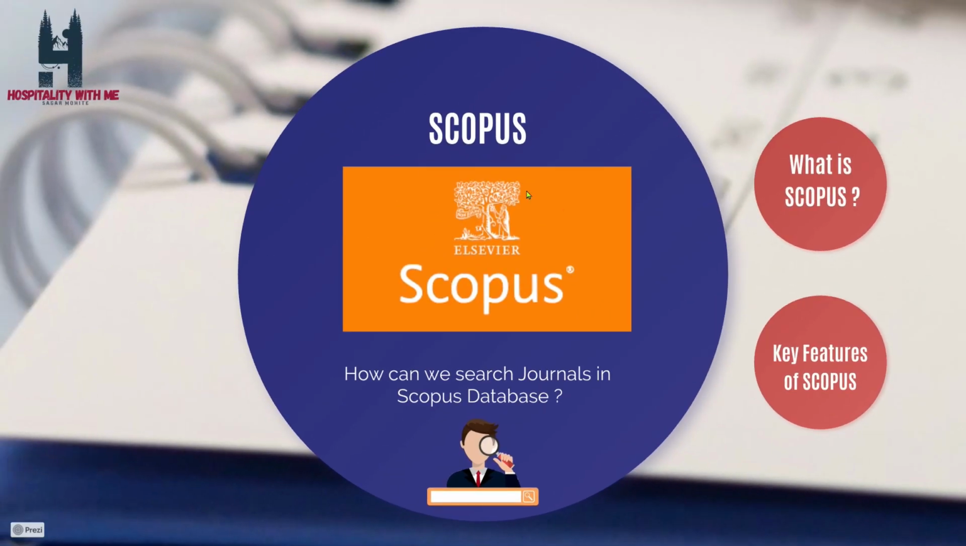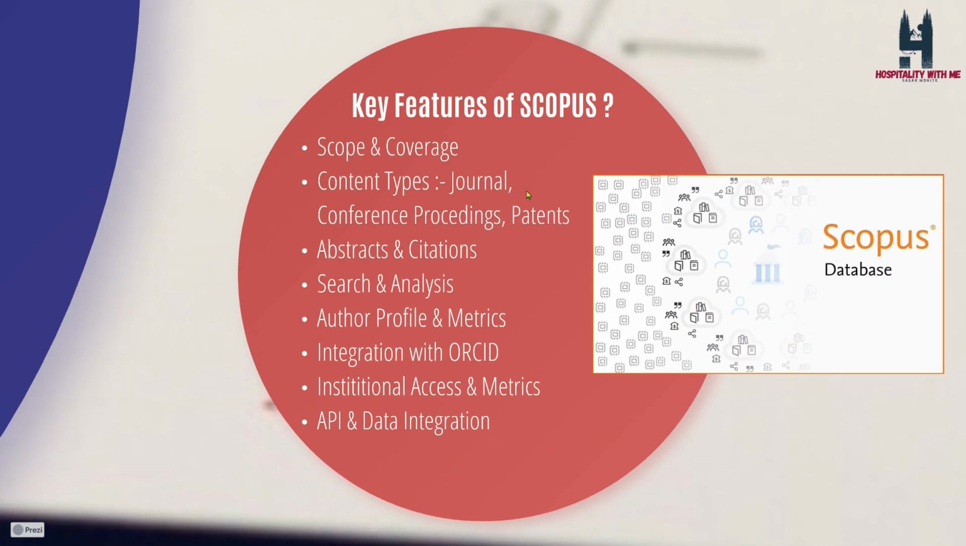So let's understand some of the key features of Scopus. Scope and coverage. Scopus covers a wide range of disciplines including natural sciences, social sciences, health sciences, engineering and humanities. It includes content from 5,000 publishers offering access to millions of scientific papers, abstracts and conference proceedings. Second, content type. Journals. Scopus indexes thousands of peer-reviewed journals from around the world.